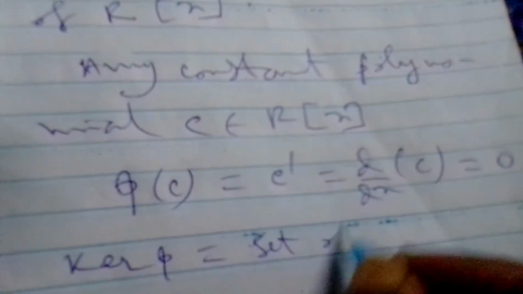So the kernel phi will be the set of all constant polynomials, whatever they may be. So the first option, the set of all constant polynomials, is correct.